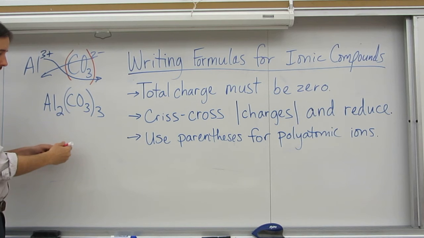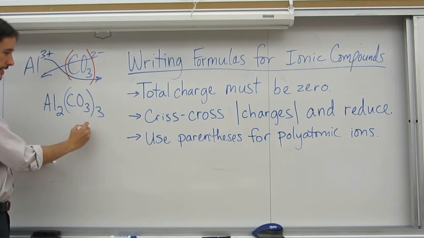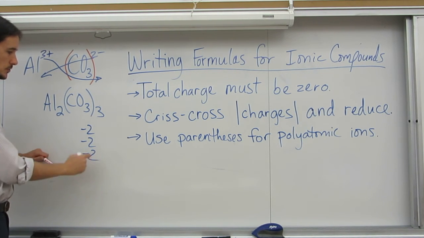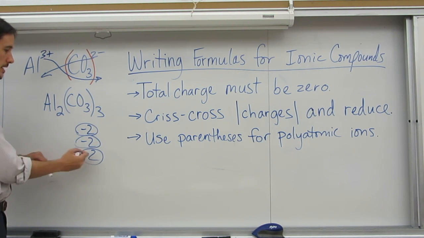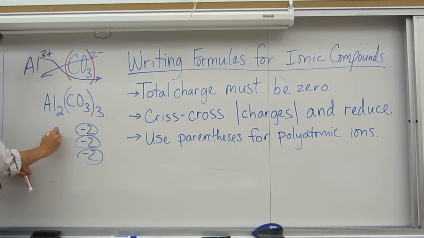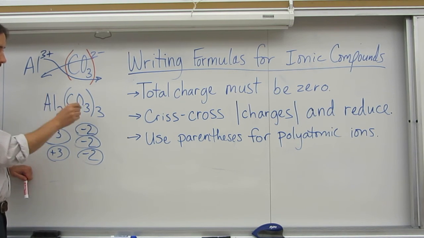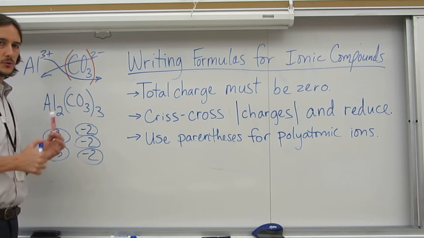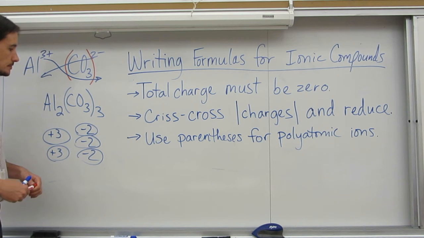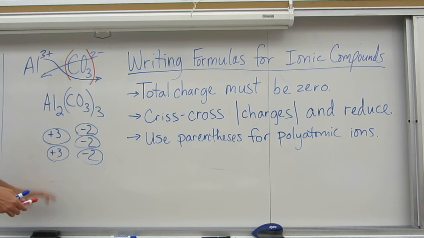I could kind of write that out. There's -2, -2, -2. There's 3 of these, if I'm just thinking about charges. And over here, there's 2 aluminums, which is +3 and +3. But they add up to 0. So that's all we're doing. We're making these ratios so that the total charge is 0, which means we're accounting for all the electrons that should be there. That's aluminum carbonate. And one more example.